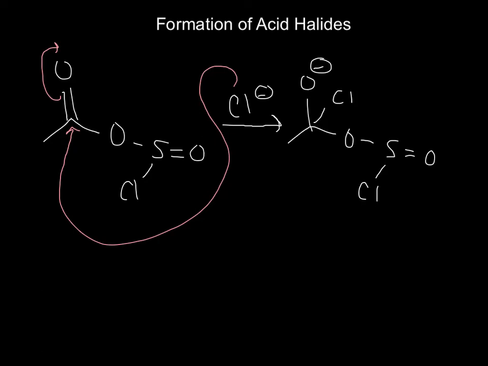Next, the negative charge on this oxygen is going to come back to form a bond with the carbon, pushing this leaving group off, giving you the final product of the acid halide.